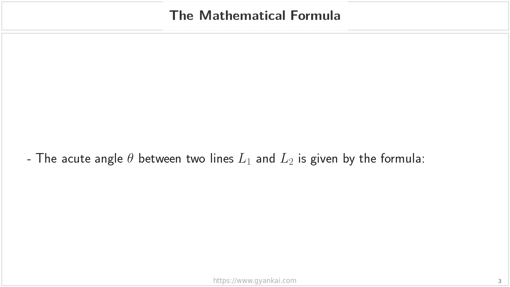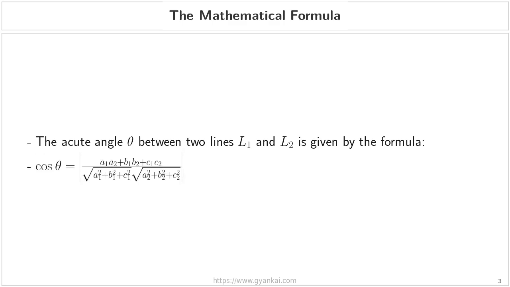The mathematical formula. Now that we understand that direction ratios represent the orientation of our lines, let's look at the actual mathematical formula we use to calculate the angle between them. To find the acute angle theta between our two lines, L1 and L2, we use this formula. Cosine theta equals the absolute value of A1 times A2 plus B1 times B2 plus C1 times C2, all divided by the quantity, the square root of A1 squared plus B1 squared plus C1 squared, multiplied by the square root of A2 squared plus B2 squared plus C2 squared.